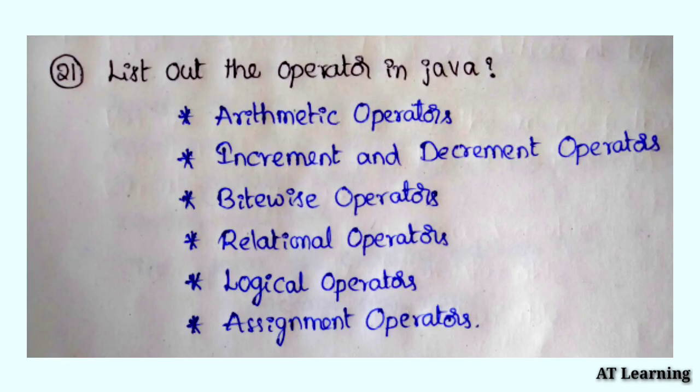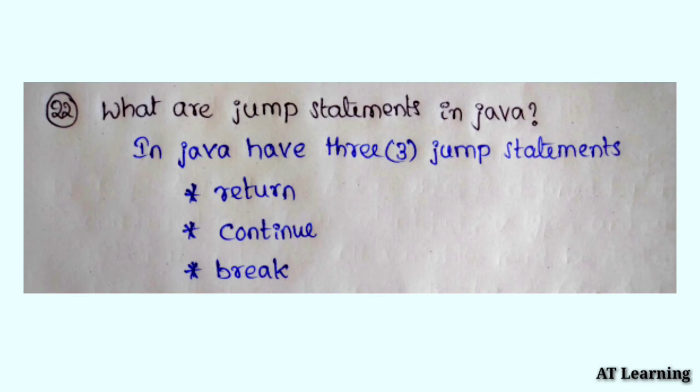Let's see the next question. List out the operators in Java: arithmetic operator, increment and decrement operator, bitwise operator, relational operator, logical operator, assignment operators. Next question is, what are jump statements in Java? In Java, there are 3 jump statements: break, continue, return.